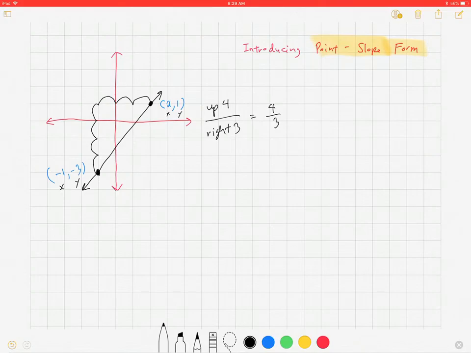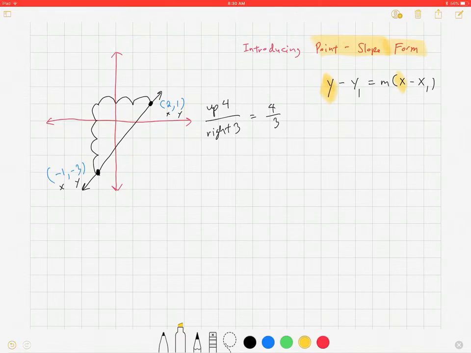Right. Now, one difference for point-slope form: it's y minus y1 equals m times (x minus x1). Right. Almost the same as slope-intercept form. You still have a y and an x, just like in the slope-intercept form.